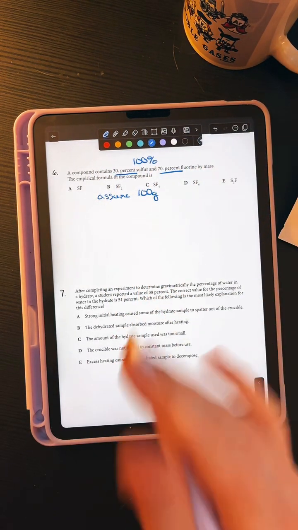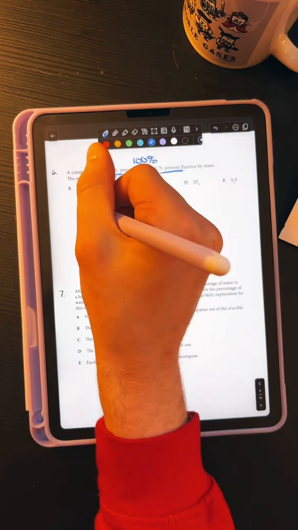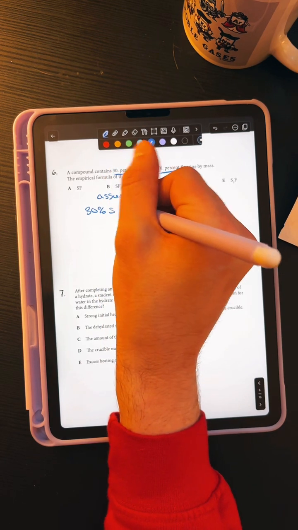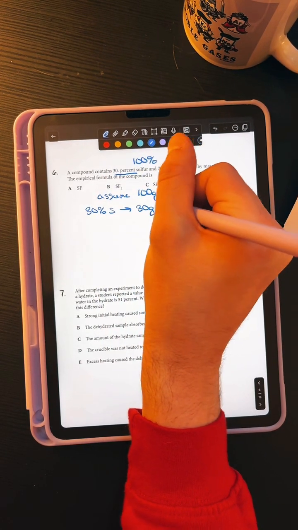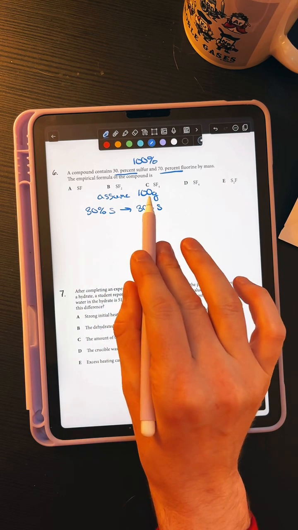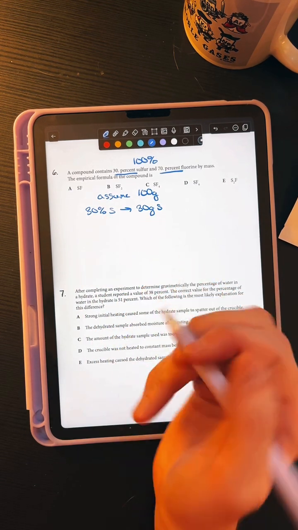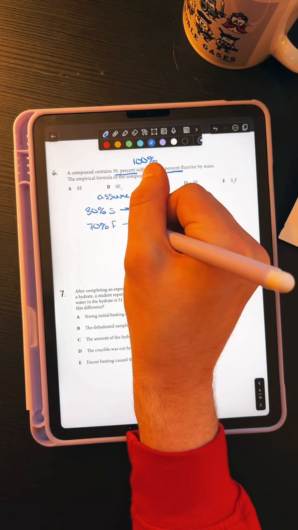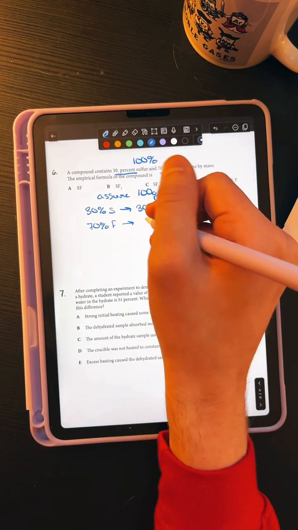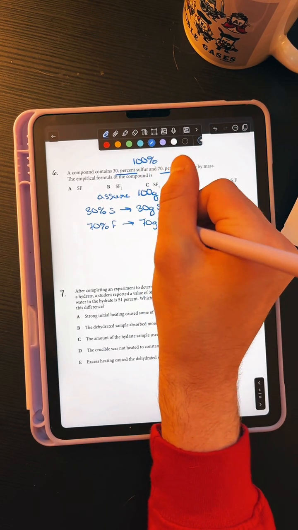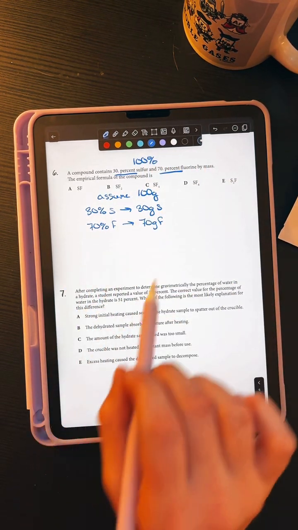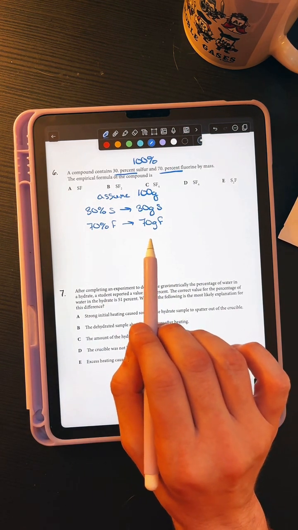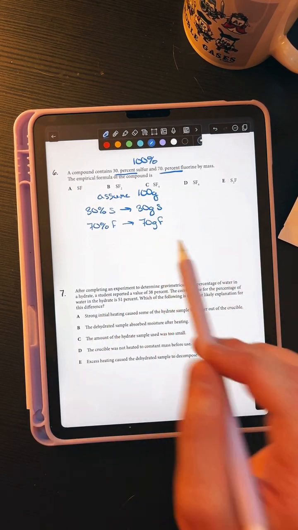So if we assume that we have 100 grams of our sample, that 30% sulfur just becomes 30 grams of sulfur, because 30% of 100 grams is 30 grams. And then we'll do the same thing for fluorine: 70% fluorine is going to be 70 grams of fluorine, because 70% of 100 grams is 70 grams.